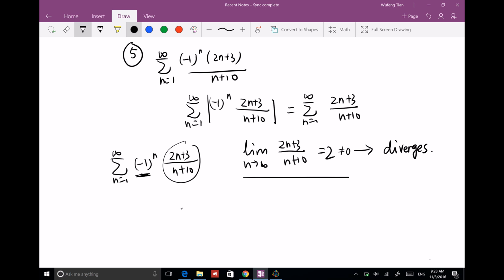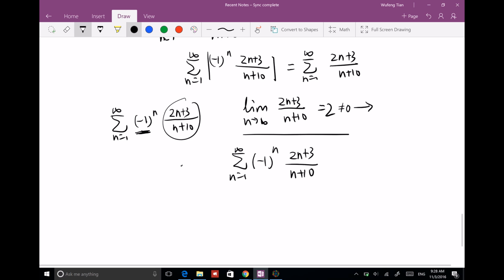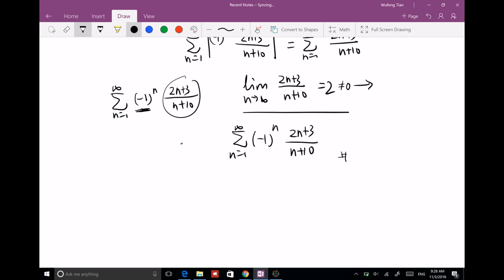So we check the nth term is not equal to 0. We get the whole series diverges. We have the series n from 1 to infinity, negative 1 to the power n, times 2n plus 3 over n plus 10. If the nth term equals 0, we don't know if it converges or diverges. If the nth term is not equal to 0, for sure it diverges. Okay, so next one. n squared cosine n pi. I give you 10 seconds on this one as well.